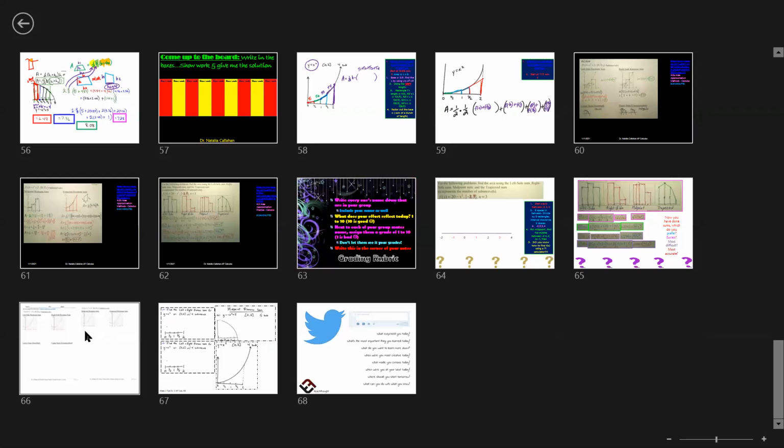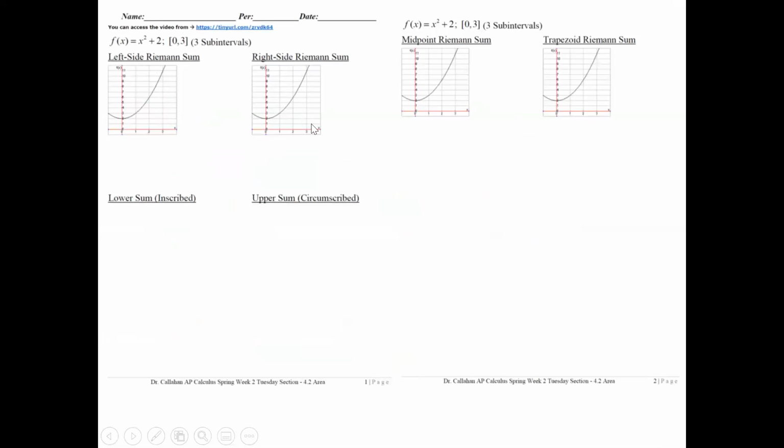All right, you guys, if you would like some more practice, I would suggest that you get started with these questions right here. They're also from your textbook. And so this one asks you to do x squared plus 2. And from that, you're doing the left side, right side, midpoint, and the trapezoidal Riemann sum. And if you need a video to take you step by step through this, there's a tiny URL on your guided notes. And that's basically it for today.